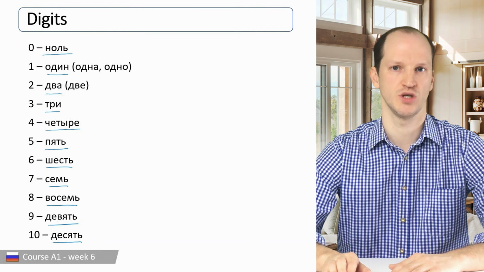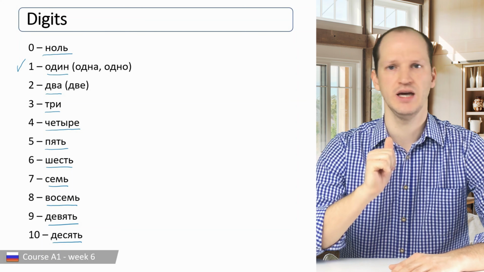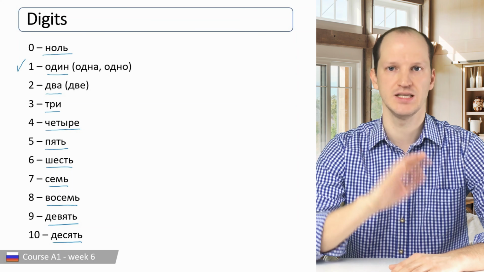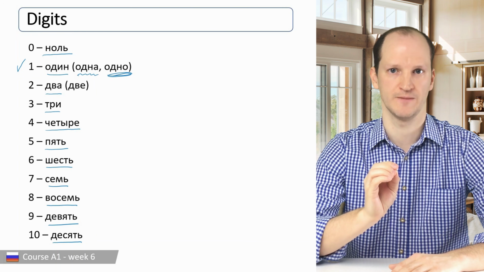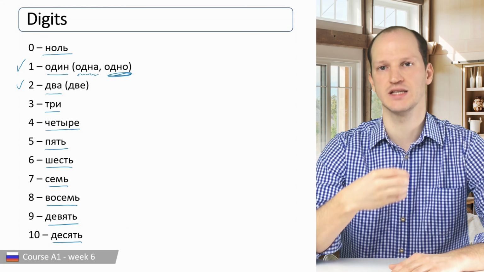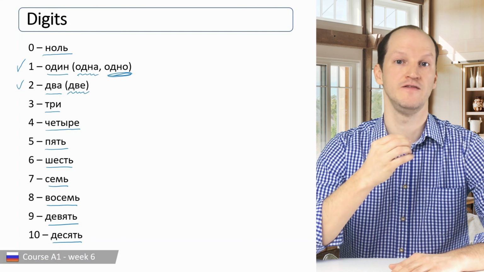What is important to mention? Digit 1 has gender-specific forms: one for masculine words, one for feminine, and one for neutral. Also, digit 2 has a special form for feminine words.